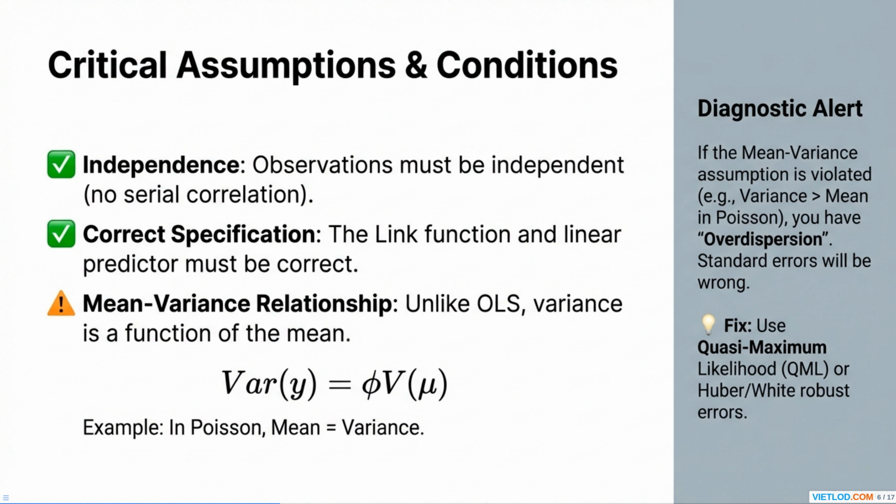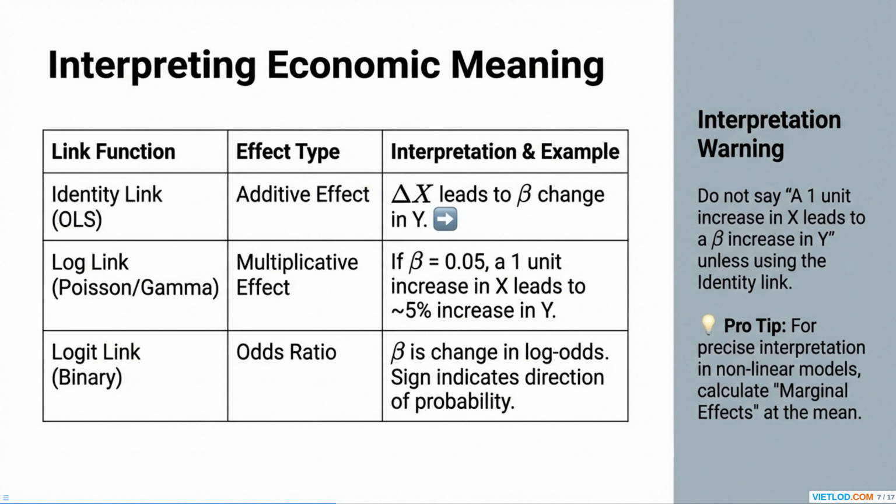Getting the model right is one thing, but how do we translate the results into meaningful economic insights? This depends heavily on the link function we chose.